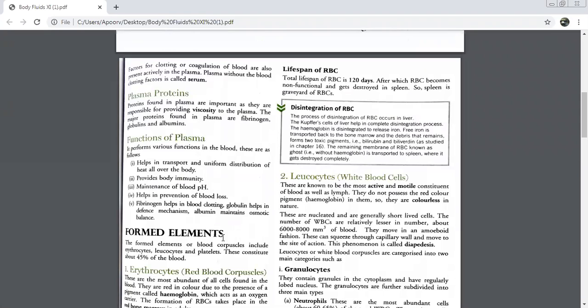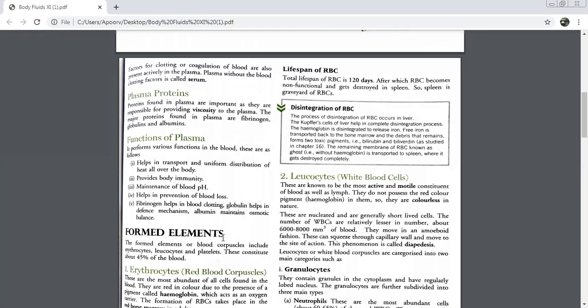Lifespan of RBCs is only 120 days, after which they become non-functional and they get destroyed. And where are they getting destroyed? They get destroyed in the spleen. So the spleen is known as the graveyard of RBCs. This is again for competitions. Which part is known as the graveyard of RBCs? Spleen. And why do you think it is called a graveyard? Because RBCs are destroyed here. This is the place where RBCs are destroyed. Okay.